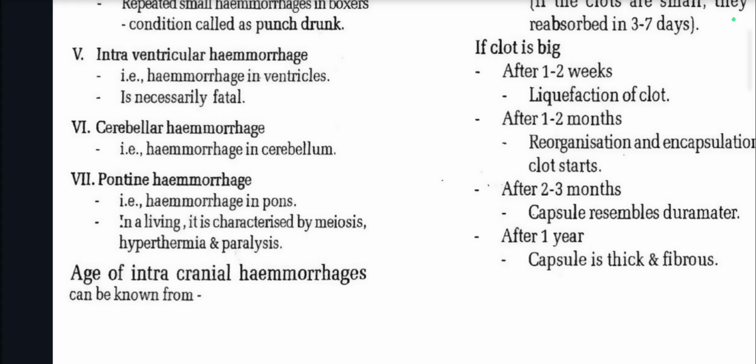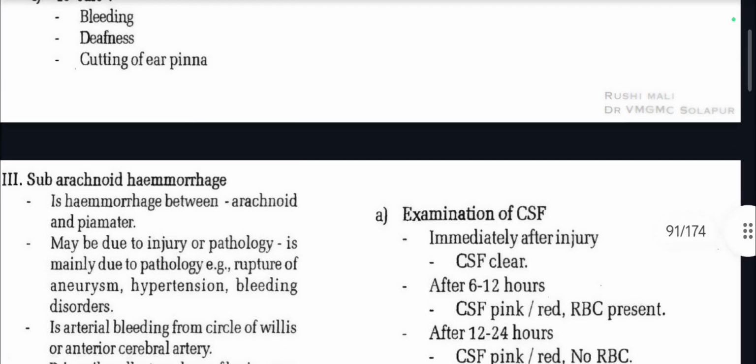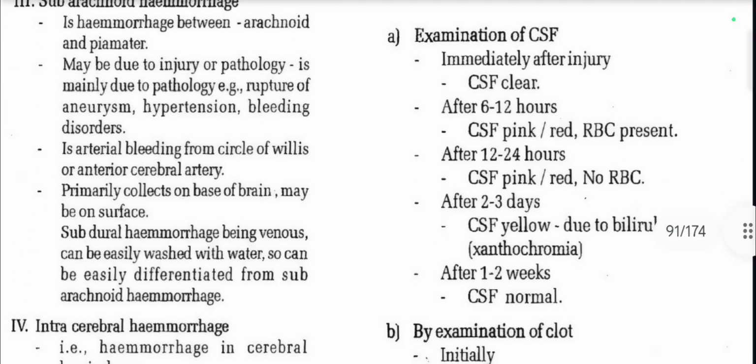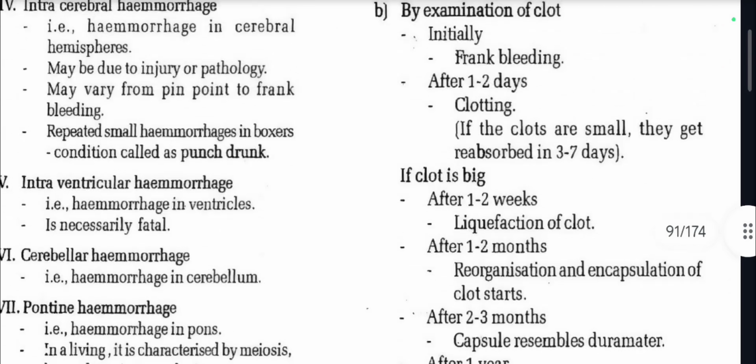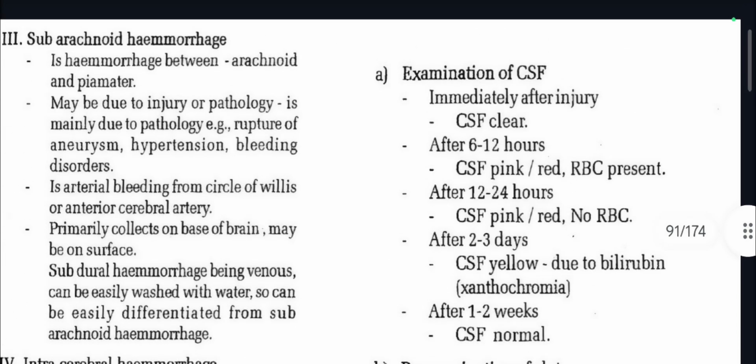Now, how can the age of the intracranial hemorrhages be known? How are we going to find out the age of the intracranial hemorrhages? It can be known by 2 things: examination of CSF and examination of clot. So, the very first point is examination of CSF.